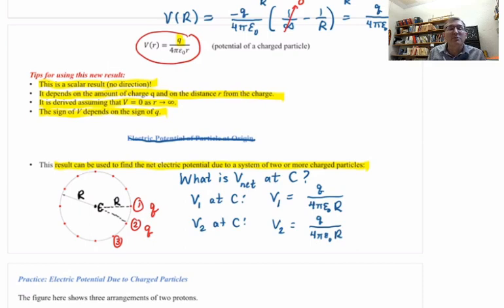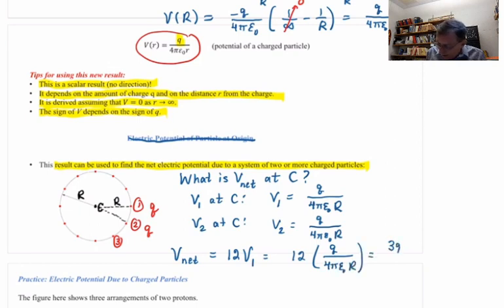And there are 12 of those charges there. Count them. So the V net is simply 12 times the V from any one of them. 12 times Q over 4 pi epsilon 0 R, which happens to be 3Q over pi epsilon 0 R. And that's what you get. And that's how you would find the net electric potential at the point C in that case.